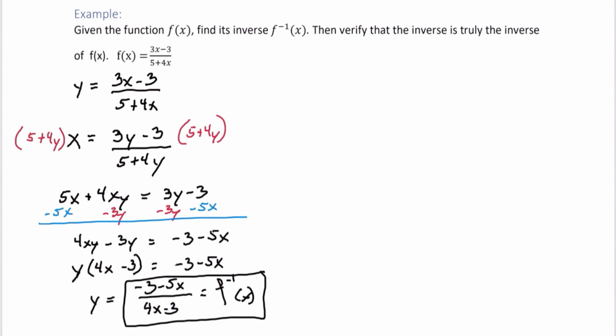To check this, we evaluate f of f inverse, and hopefully the result will be x. If we get x after evaluating, we know that the inverse is correct. So we're going to write out f, but we're going to replace the x's that are in the f function with f inverse. F inverse was negative 3 minus 5x over 4x minus 3.